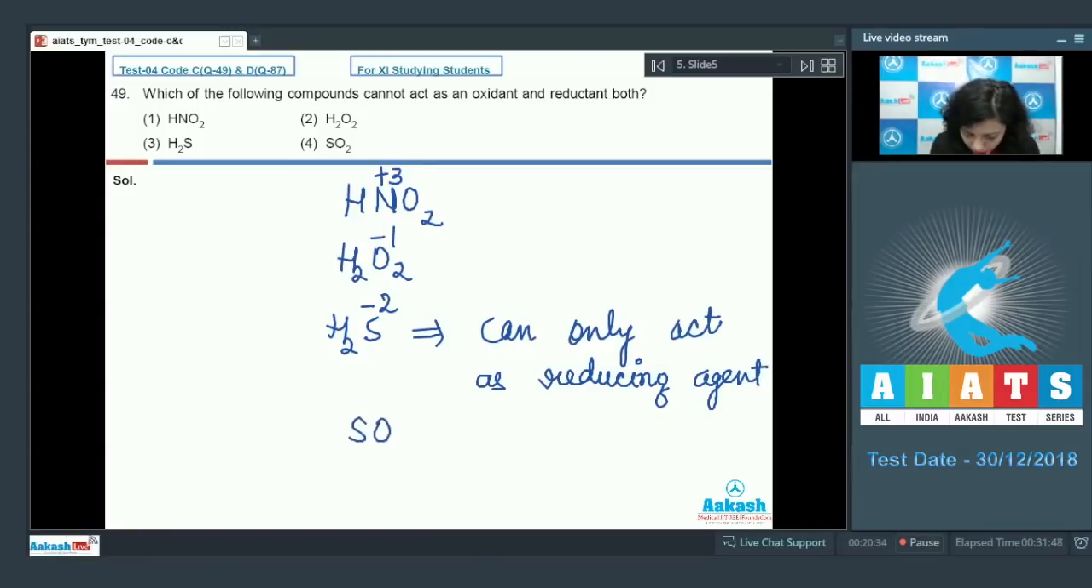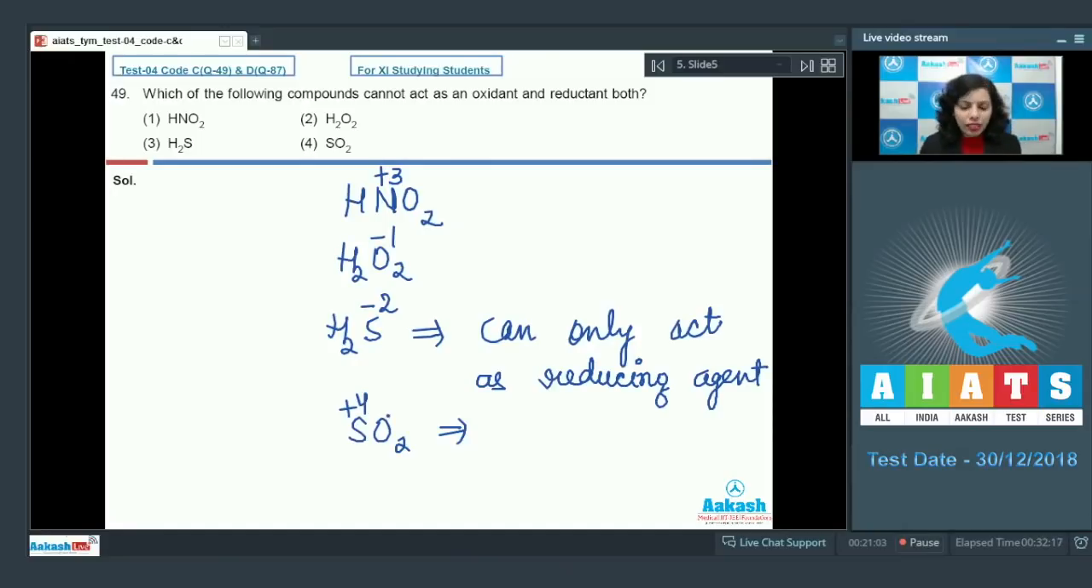Now after this there is SO2. And in this case, sulfur is present here in +4 oxidation number. And if its oxidation number is +4, it can increase its oxidation number to +6 or it can decrease it to -2 also. It can be 0 also. It means in case of SO2, oxidation number of sulfur can either be increased or decreased. It means it can act as both oxidizing and reducing agent. That's why it is not the option.